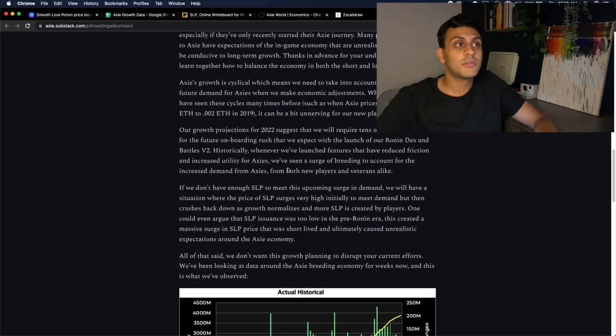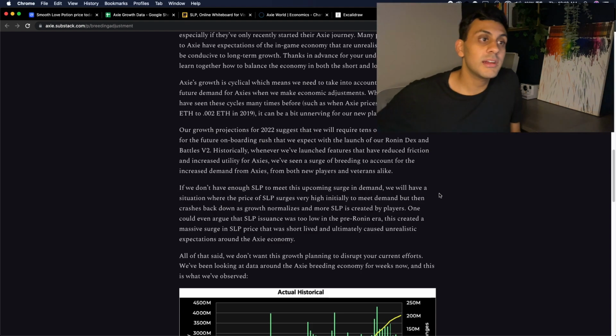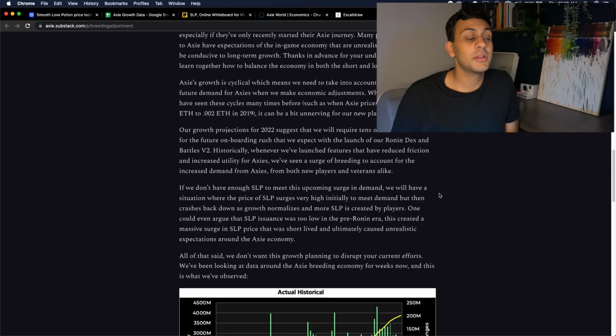I do want to highlight one really interesting part from the article that they published. They were talking about the growth projections of 2022 and how it will require millions of new Axies. They're saying that if we don't have enough SLP to meet this upcoming surge of demand, we will have a situation where the price of SLP surges very high initially to meet the demand, but then crashes back down as growth normalizes and more SLP is created by players.